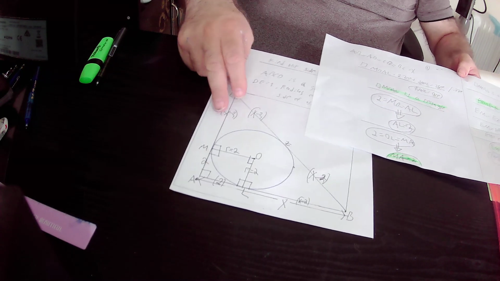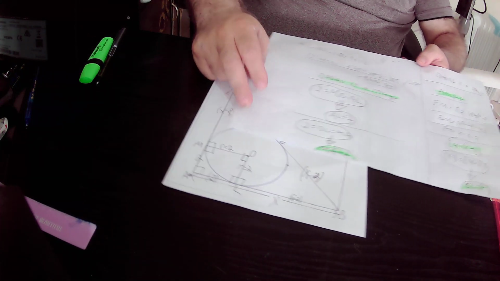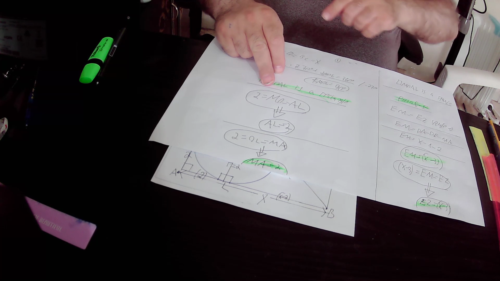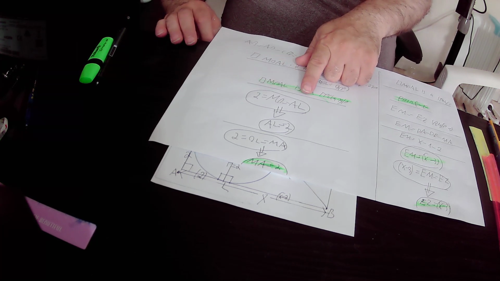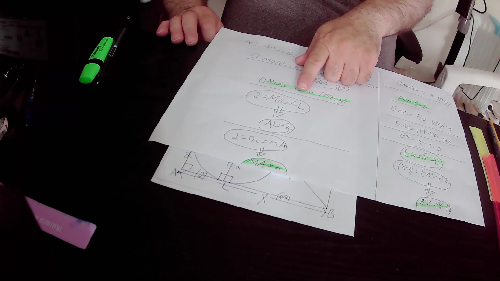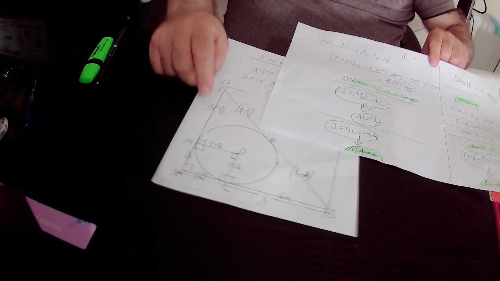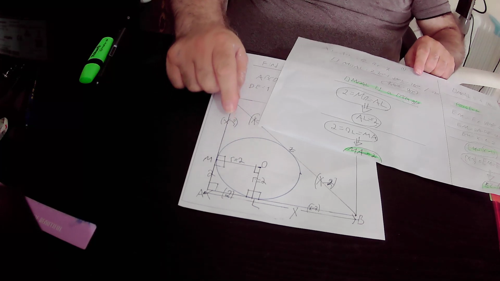but MO equals 2 units according to what we have already found out. So here MO equals 2 units, and from this equation 2 equals MO equals AL, we derive that AL is also equal to 2 units. Here AL equals 2 units also.